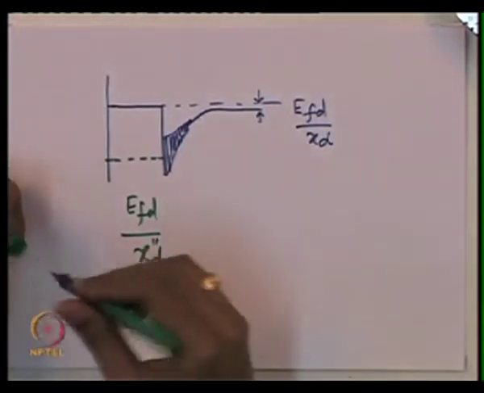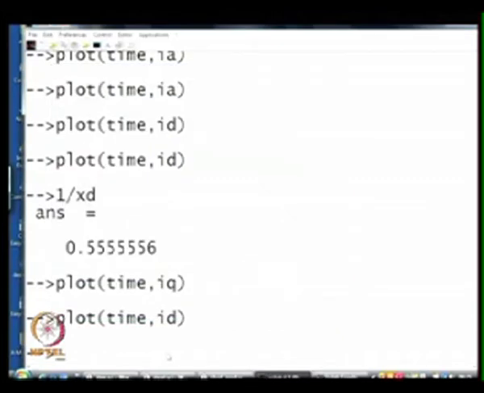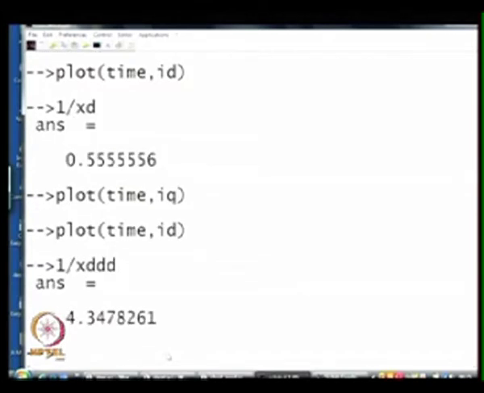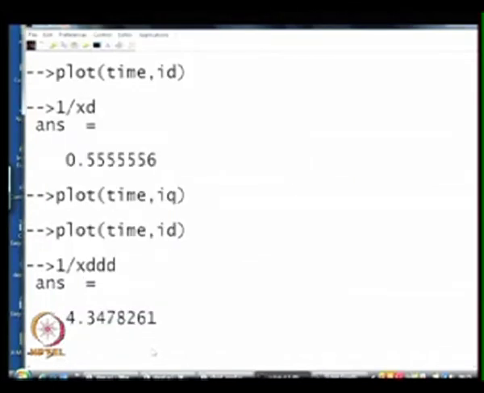So, let us just verify what we are seeing from this figure. Here it is approximately minus 3.5. So, actually let us see what 1 divided by XD double dash is. In fact, this is minus 4.3. This is of course because I can't make out the mean value very easily from this figure. But what you notice is that in the initial period, the current has got an oscillatory component and the mean value is approximately minus 3 to 4.